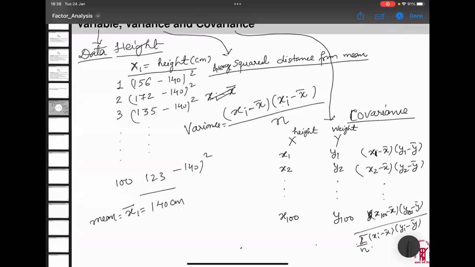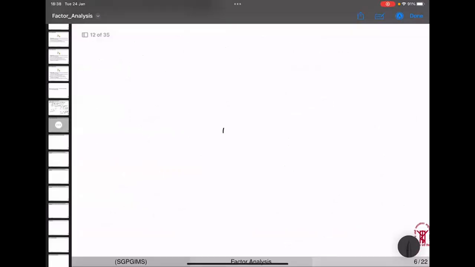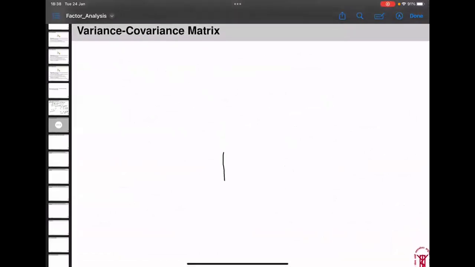So what we are doing in variance is xi minus x bar into xi minus x bar. And in covariance, termed as covariance between x and y, it is xi minus x bar into yi minus y bar, multiplied by 1 by n. So it gives you an idea of the joint variability of two variables in the data. Now I will be discussing one more term.